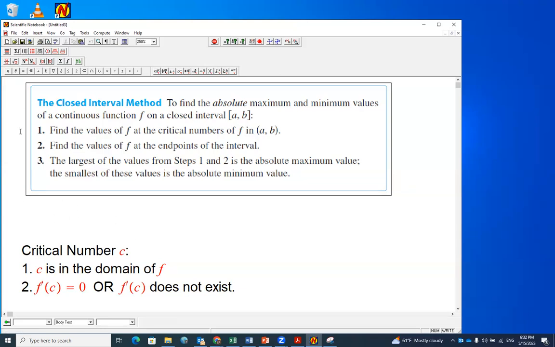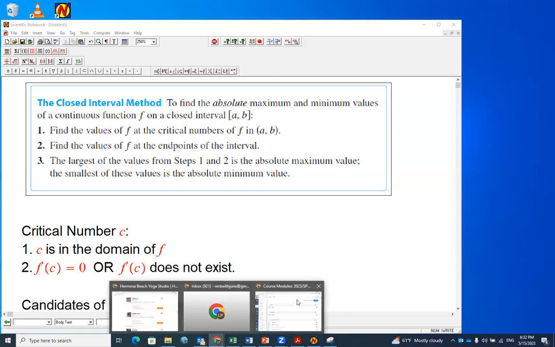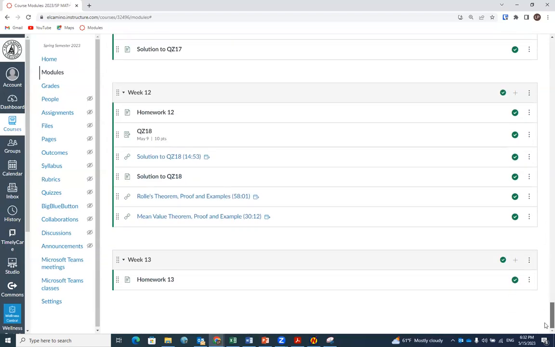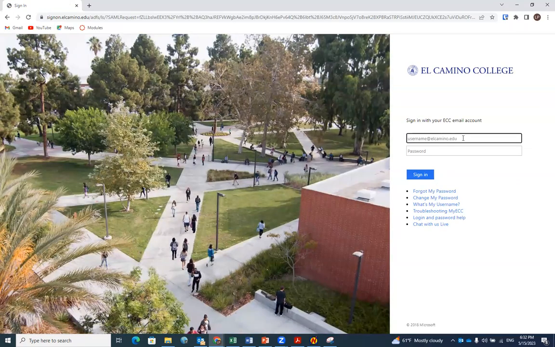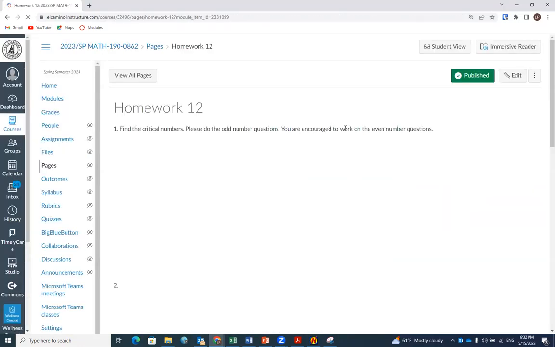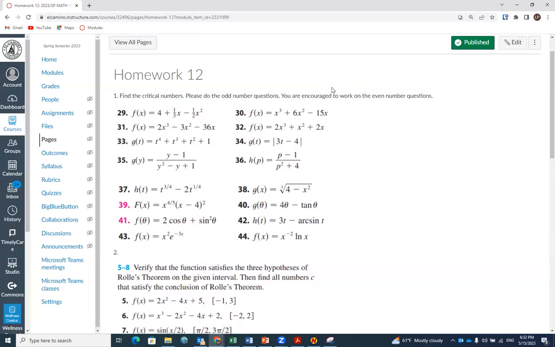Now we have all of these theories that we need. We have the concept. Let's look at a homework question from last week. Let's just look at a homework question. Hold on. I'll show you the homework questions. Let me share my screen.